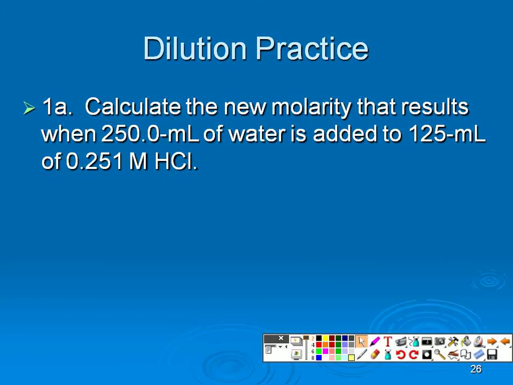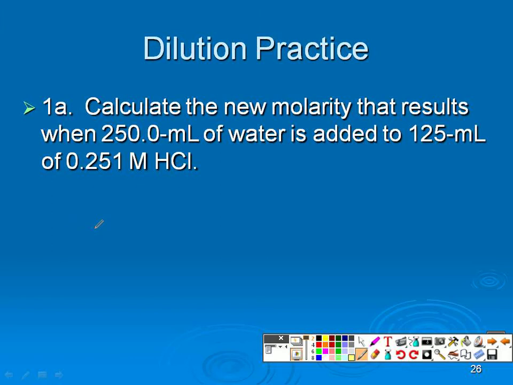This is number 1A on worksheet 4. It says calculate the new molarity that results when 250 milliliters of water is added to 125 milliliters of 0.251 molar HCl. What do we know? That's what you always ask yourself. I know that molarity 1 is 0.251, and I love to write out moles per liter. It makes me so happy. Oh, and that was the HCl.